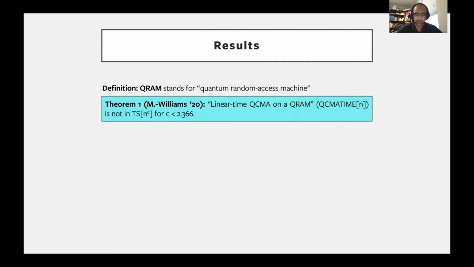So what does linear time QCMA on a QRAM mean? Well, it means that the verifier is a quantum random access machine, and it runs in time linear in the length of the input. So it has an input, and it receives a proof string, and then it runs some linear time verification process on a QRAM and uses that to decide whether to accept or to reject.